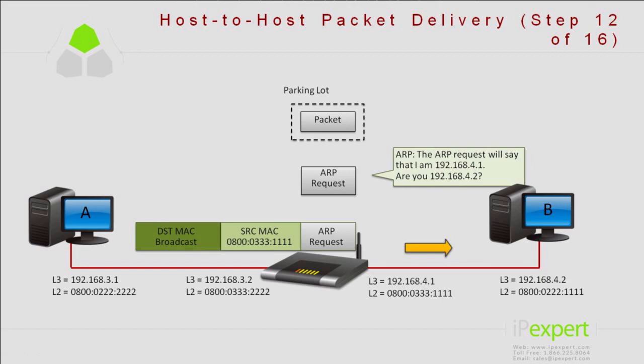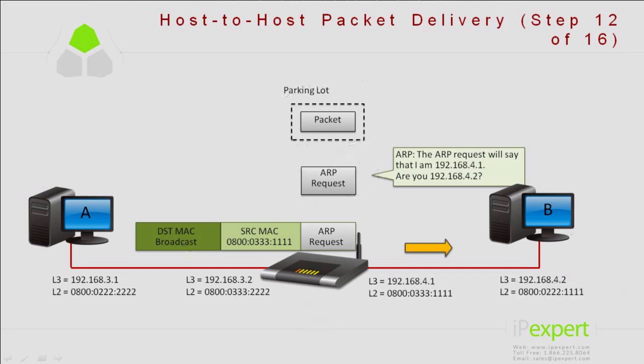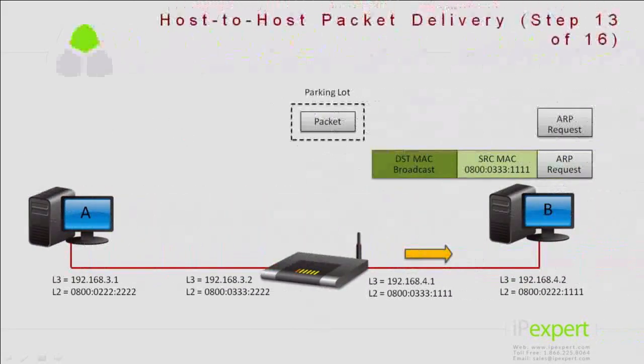192.168.4.2. Now the issue is that we have the packet in a parking lot here because we have everything we need to send it, except we do not have the MAC address of B in our CAM table. So it's not in our ARP table. We need to resolve that using Address Resolution Protocol, which allows us to query all the devices on that segment. Notice we're using the all-ones broadcast address. Our source is our MAC address on this outbound interface.